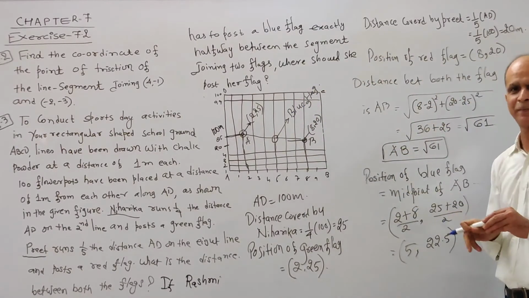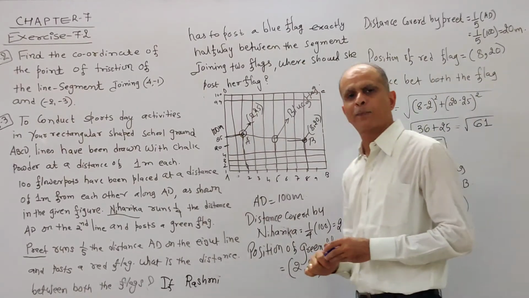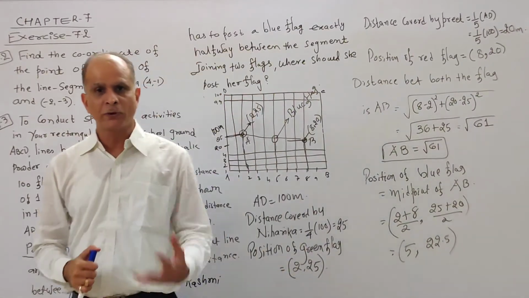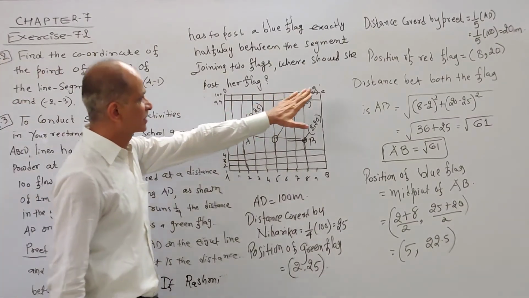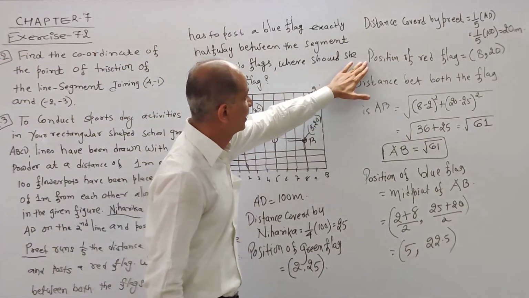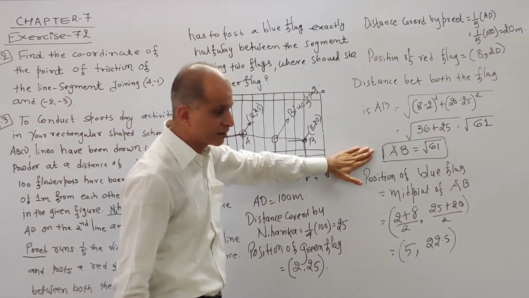Very interesting example. One situation is given to you. Here Niharika posts one flag. So you have to find out the position of the first flag, that is the green flag. Then another student, Preet, also posted one flag, the red flag. Then you have to find out the position of the red flag, and the distance between these two flags.